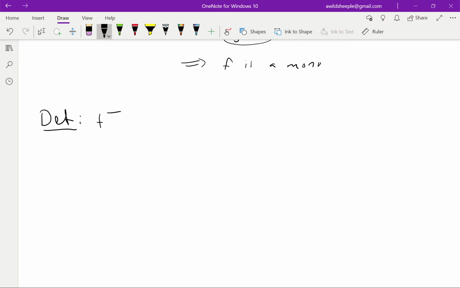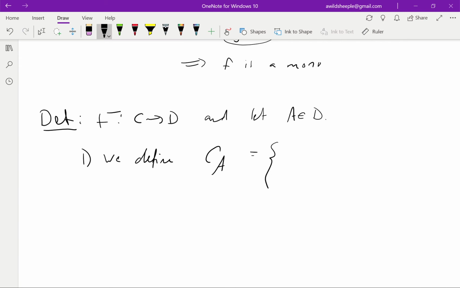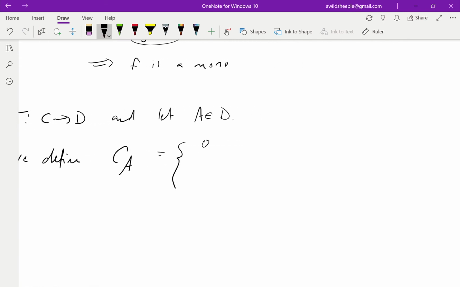So let's say we have a functor F from C to D, and we fix an object A in D. Then we define the category C_A as follows. I'm going to scooch to the right a little bit. The objects of C_A consist of the following set. They are pairs, x and s, where x belongs to C, and s is a map from F of x to A.